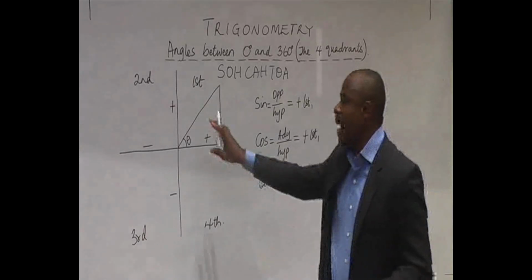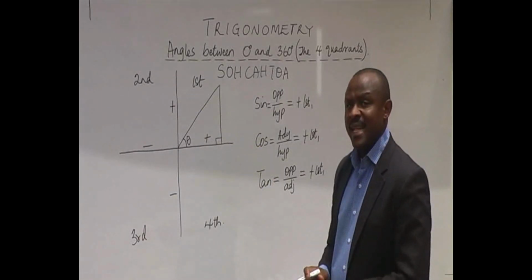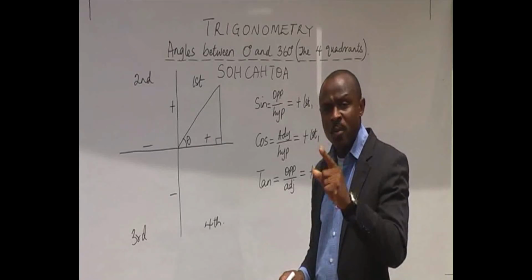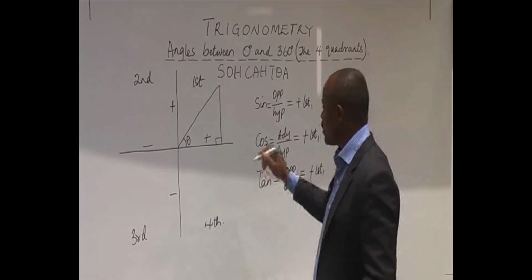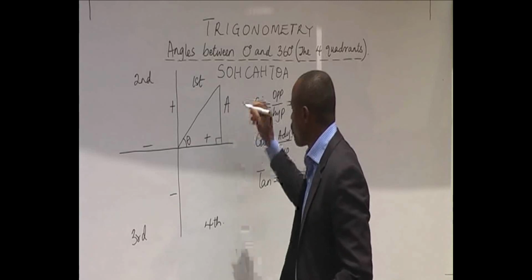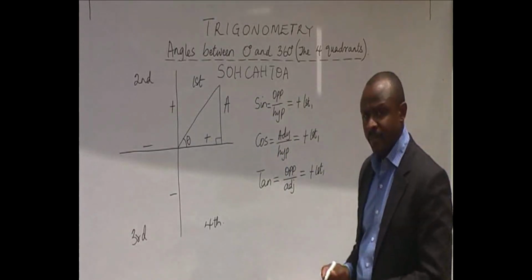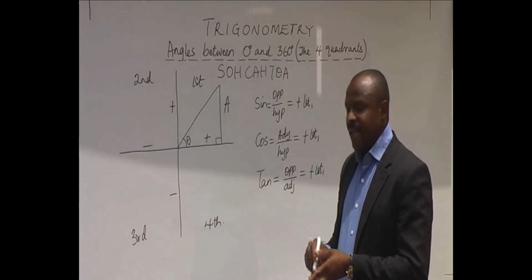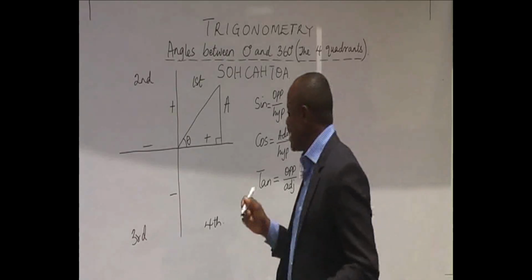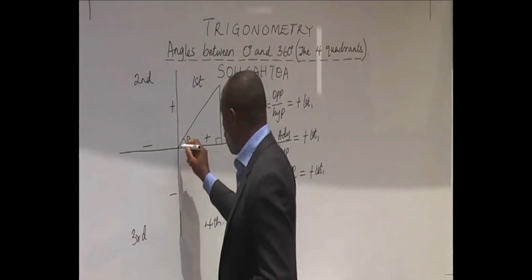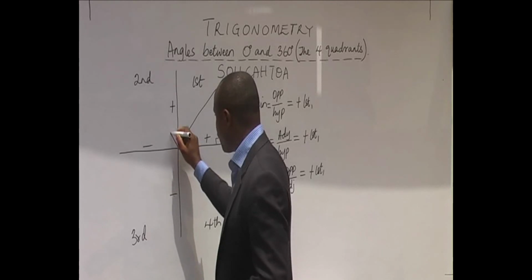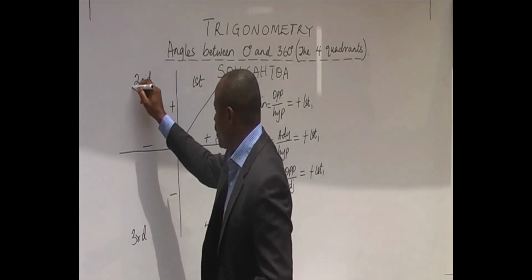So that is all about the first quadrant. That means all the trigonometrical ratios are positive on the first quadrant. All of them. Now, let's go to the second quadrant. Second quadrant triangle is in this form.